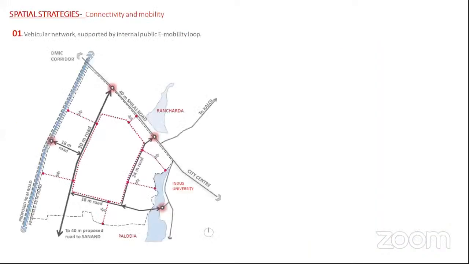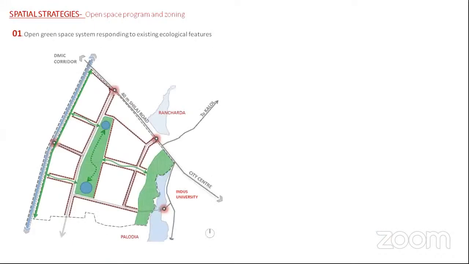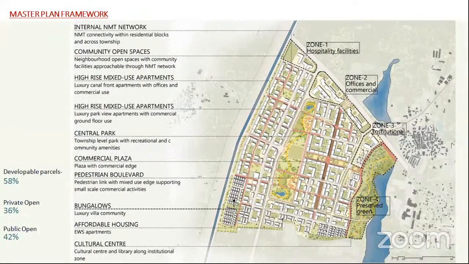Next, to achieve the objectives, spatial strategies focused on connectivity and mobility, an open space program that focused on responding to ecological features, and zoning and built use allows for the defining activity core of the site. The strategic framework develops into a master plan with a strong EV network, a large central green space, and offering various housing typologies and neighborhood blocks that offer distinct living environments.